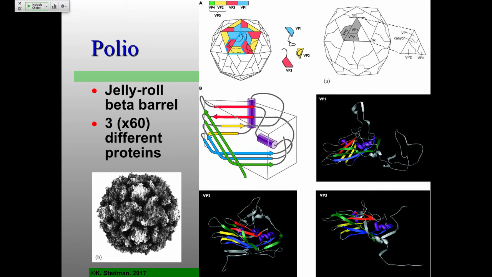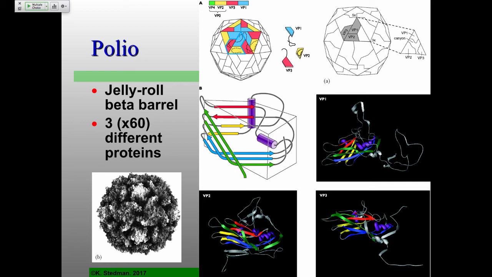Again, let me turn the lights down for this. Here is what's called a jelly roll beta barrel, and all that means is that the strands are interleaving with each other and anti-parallel relative to each other, wrapping around in this particular structure. It may or may not look like a jelly roll, it's up to you. But each of these different subunits, VP1, VP2, and VP3, all have this jelly roll-like structure in the middle, and then extra bits and pieces hanging off around the outside, but each of them arranged in a nice T equals 3 quasi-equivalent process. T equals 3 times our favorite magic number, 60, gives us how many different subunits? 180, exactly.